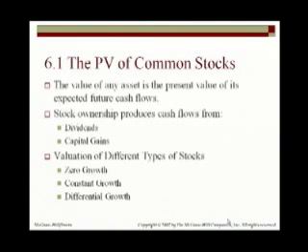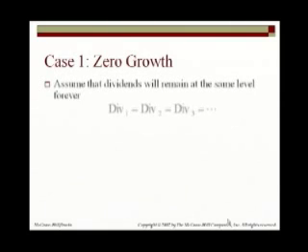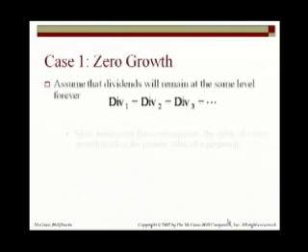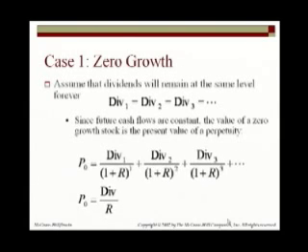So first, zero growth. We'll assume that all dividends are the same. And let me point out here that we are assuming that there are cash dividends, and many stocks don't actually pay a cash dividend. So these valuation models sort of presuppose a company that pays a cash dividend. Since the dividends are constant, we have essentially a perpetuity, and we know that the present value of a perpetuity is equal to the dividend divided by the discount rate. So that's the price of the stock at time zero.